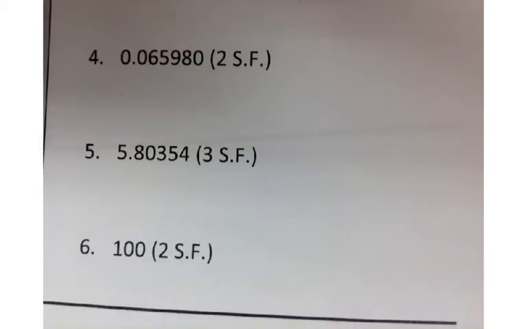All right, now we need to round this one to 2 sig figs. So we're going to always start from the left, and we are going to start counting at the first non-zero number, so I'm going to skip these 2 zeros, and I'm going to count that 6.